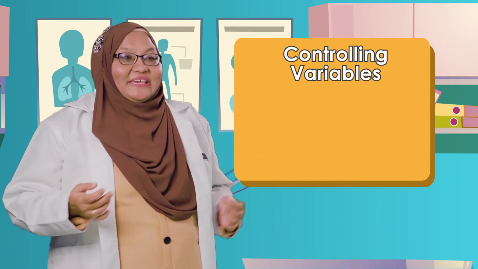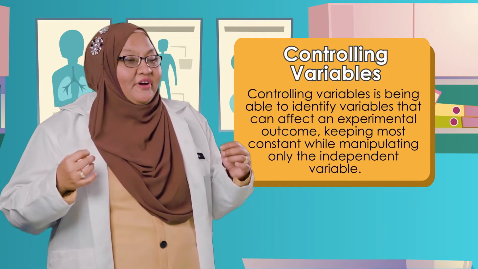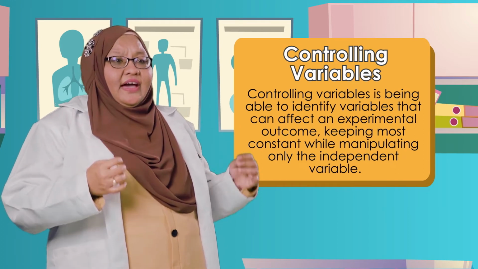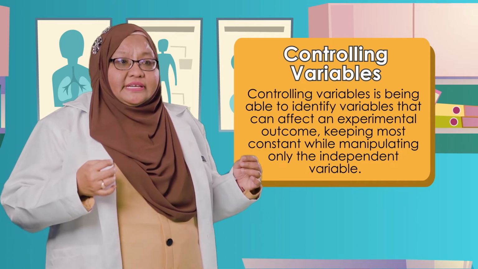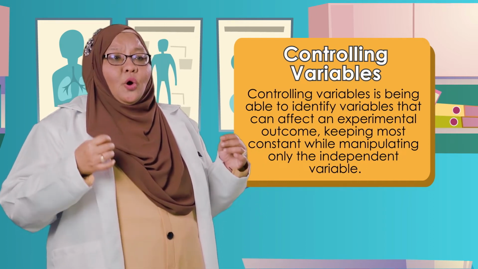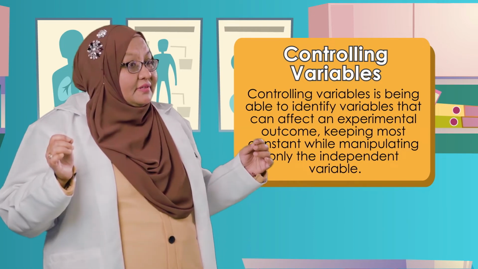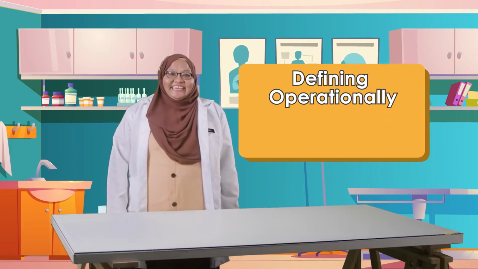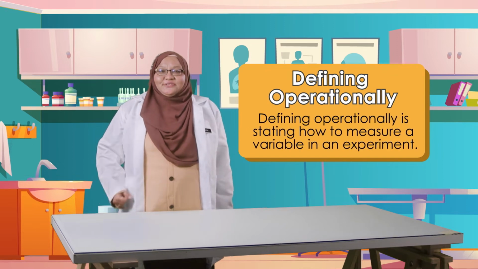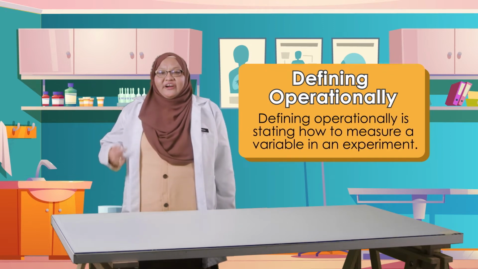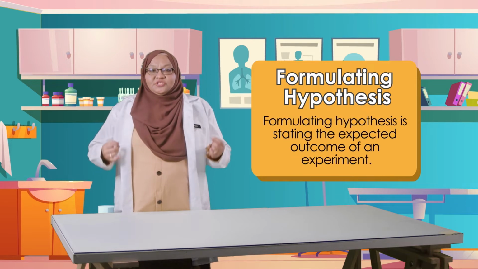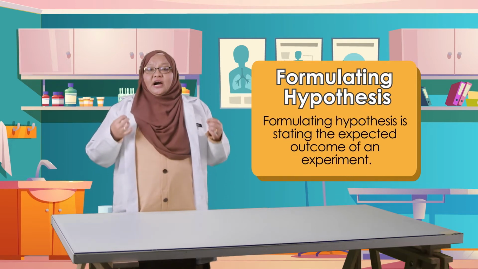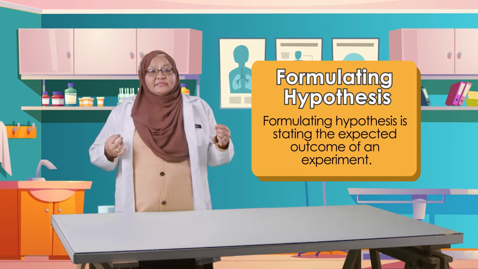Controlling variables means being able to identify variables that can affect an experimental outcome, keeping most of the variables constant while manipulating only the independent variable. Defining operationally is a skill that allows you to state how to measure a variable in an experiment. Formulating hypothesis is a skill that enables you to state the expected outcome of an experiment.